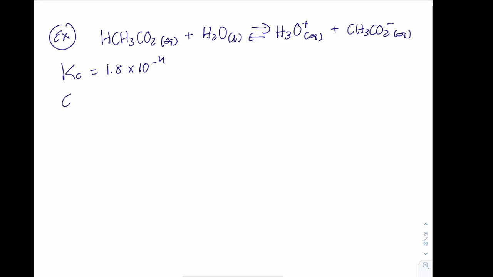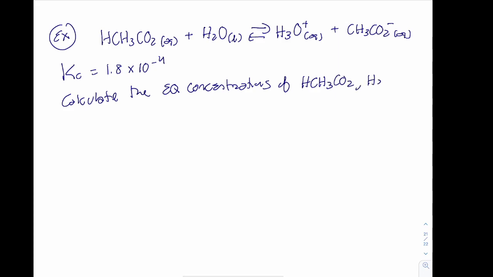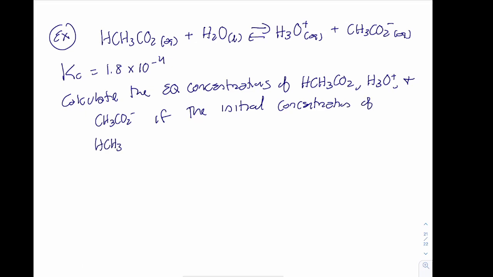And then we're going to calculate the equilibrium concentrations of acetic acid, hydronium ions, and acetate ions if the initial concentration of acetic acid is 1.75 molar.